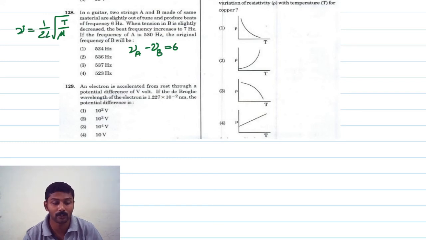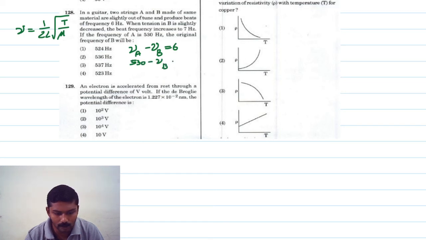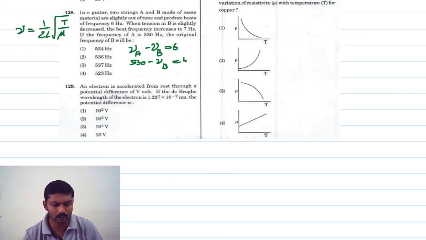So as the tension in the second string, tension B, is slightly reduced, what happens to the fundamental frequency? The fundamental frequency comes down a little bit. So definitely mu B will come down. As mu B comes down, this value, the beat frequency, has to increase. Definitely they are saying that the beat frequency increases to 7 hertz. If the frequency of A is 530, then 530 minus mu B is equal to 6. Now what should be mu B? If you look at the options, if I take the first option, 524, you will get 530 minus 524, 6.